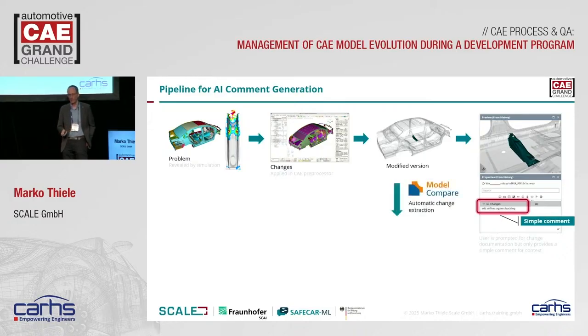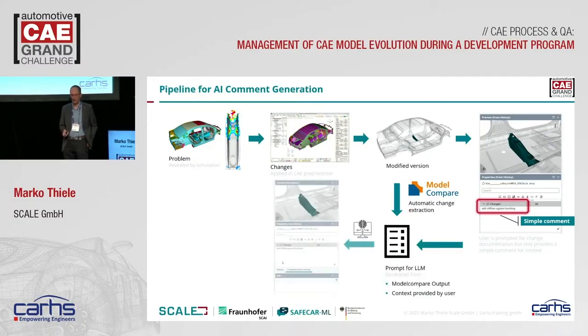And at the same time, you're running a tool like Model Compare, which is from Fraunhofer SCAI, which automatically extracts the changes that it can from the change here and puts that into a JSON file. And then you use both of this information and you put that into a prompt for an LLM model. And then you send the prompt to the LLM.